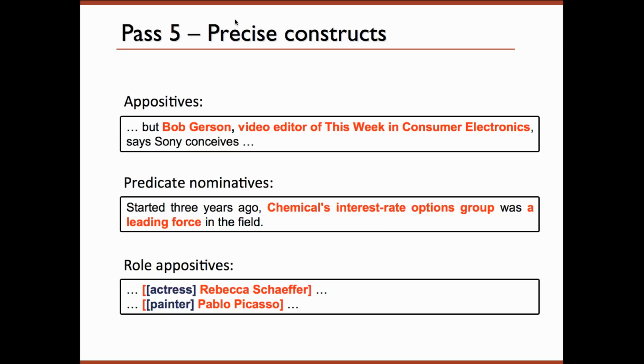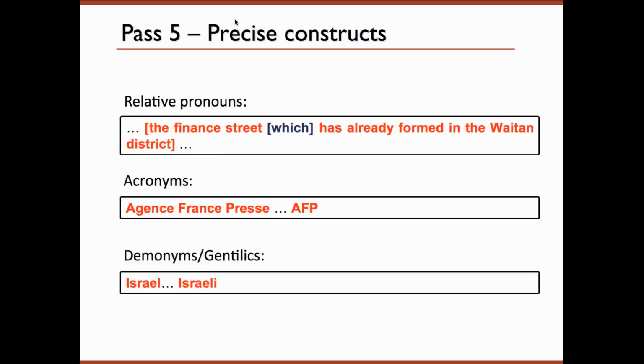And there's a few more. We have relative pronouns. The final straw would be linked to which. Again, using syntactic information. We have a very simple algorithm to identify acronyms, simply by looking at the first letters in a sequence of uppercase names. So Agence France Presse is AFP. And the gentilic rule I told you about before, so Israel is linked with Israeli.